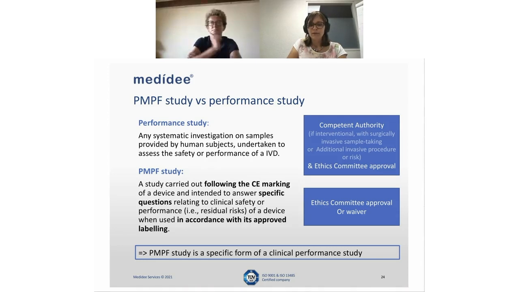For PMPF, whenever the device is already CE-marked, you will usually need to involve the ethics committee to have their approval, or at least their waiver for approval. Whereas for a performance study prior to CE marking, it depends on the type of activity performed during the clinical performance study whether you need competent authority approval as well. So in other words, PMPF studies are a specific form of clinical performance study with sometimes less stringent requirements in terms of approval needed.